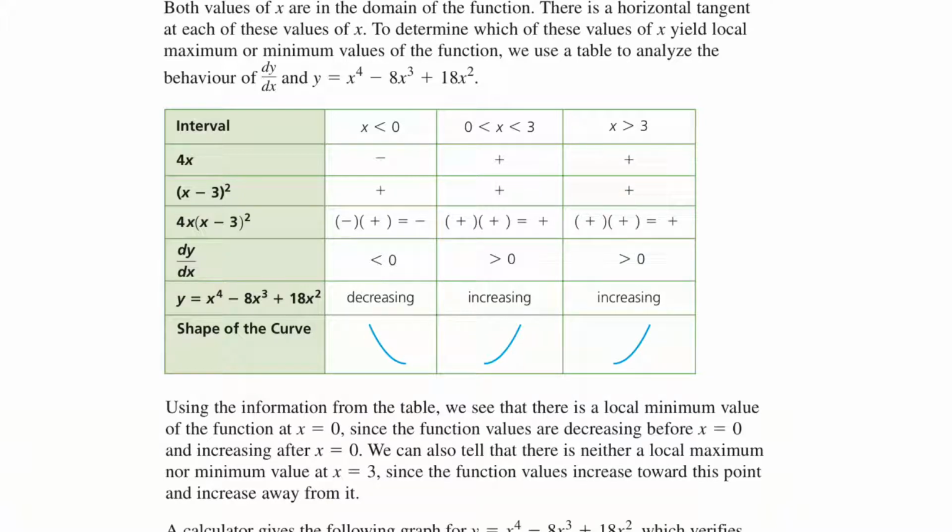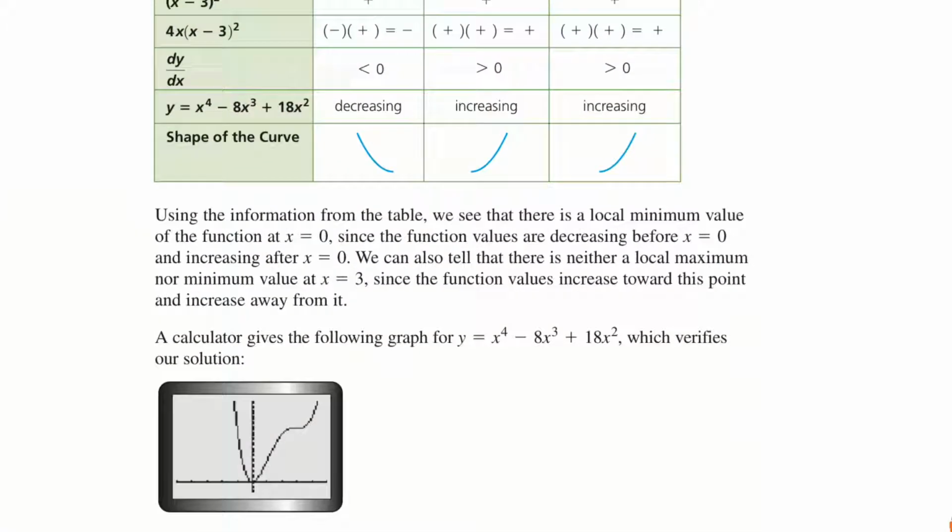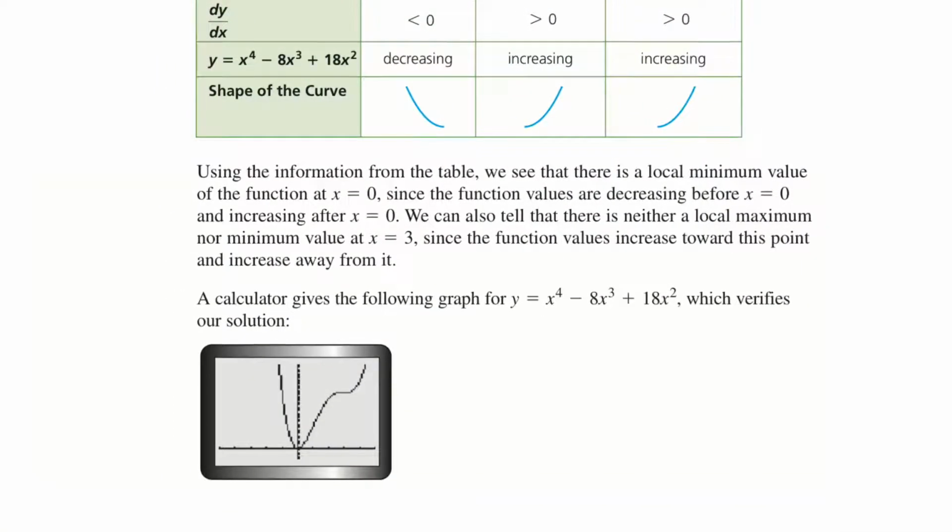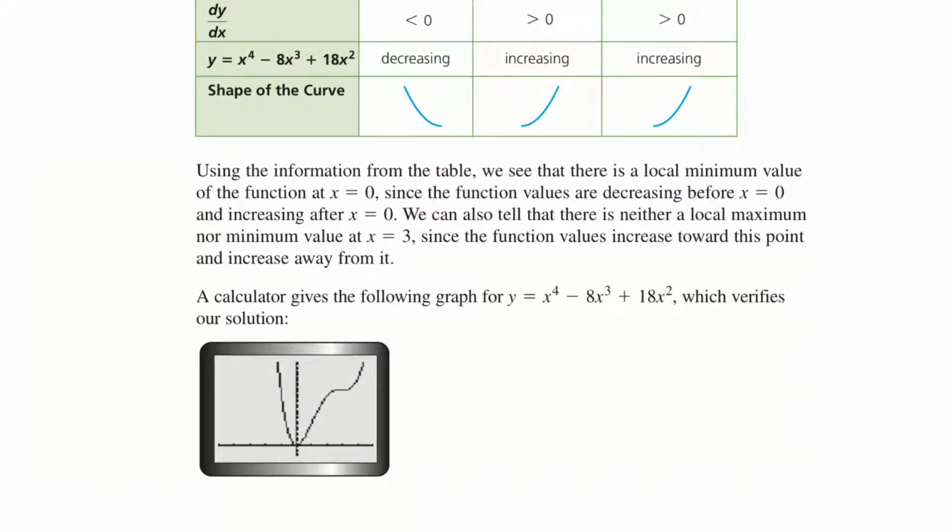The derivative is negative when x is less than 0, between 0 and 3 it is positive, and more than 3 it is also positive. For x less than 0, the function is decreasing. Greater than 0, less than 3, it is increasing. More than 3, it is also increasing. Since the derivative changes sign at 0, it is a local maximum or minimum. From negative to positive means it is a local minimum.